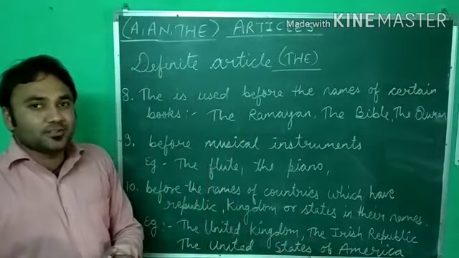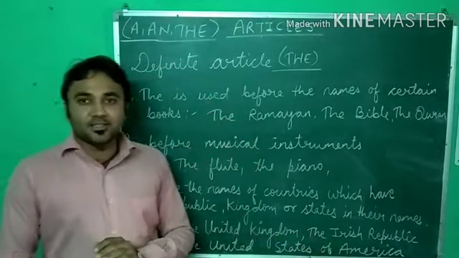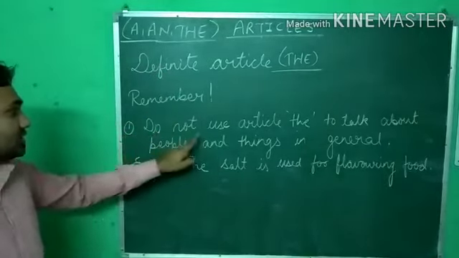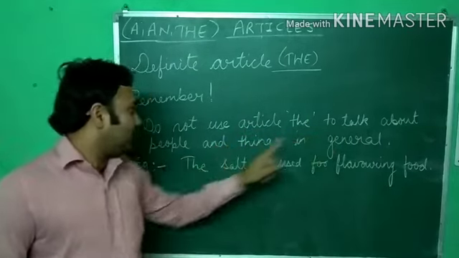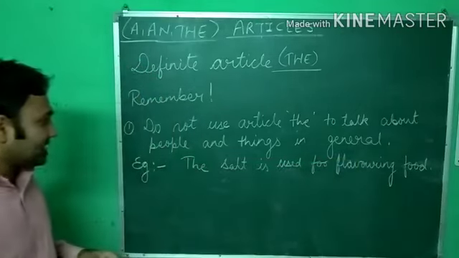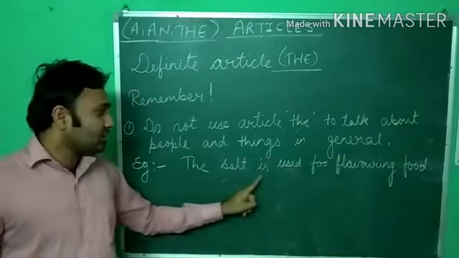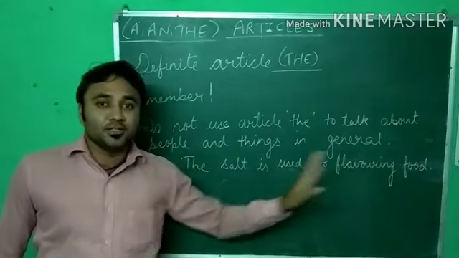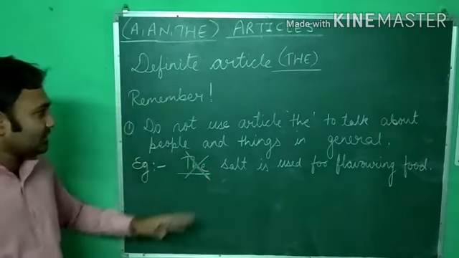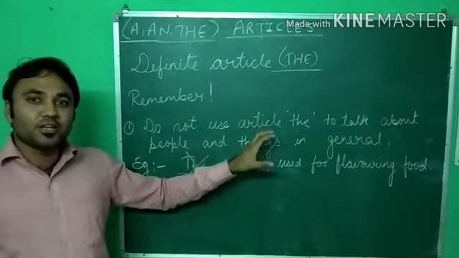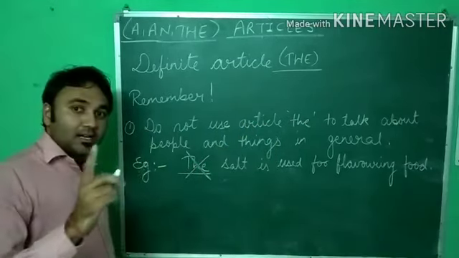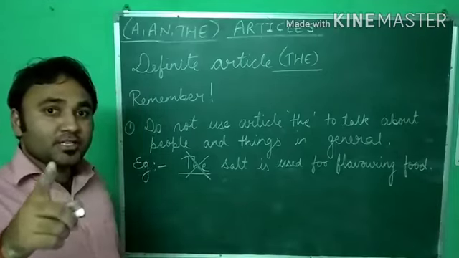So this was the use of article the. Now students, remember one thing, do not use article the to talk about people and things in a general way. For example, if you write the sentence, the salt is used for flavoring food, this sentence will become grammatically incorrect because you cannot use article the to talk about something in a general way. But remember, you can use article the when you are talking about it in a particular way.